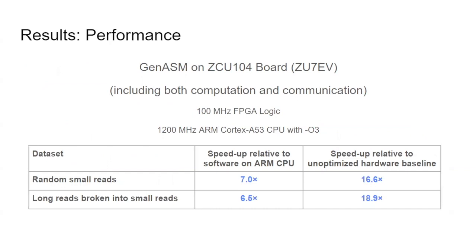Now, moving on to the results, our optimized GenASM framework was able to achieve around 7x speedup over the software baseline, which runs on the ARM CPU. And our optimized hardware also gave us an improvement of over 17x relative to the unoptimized hardware baseline.